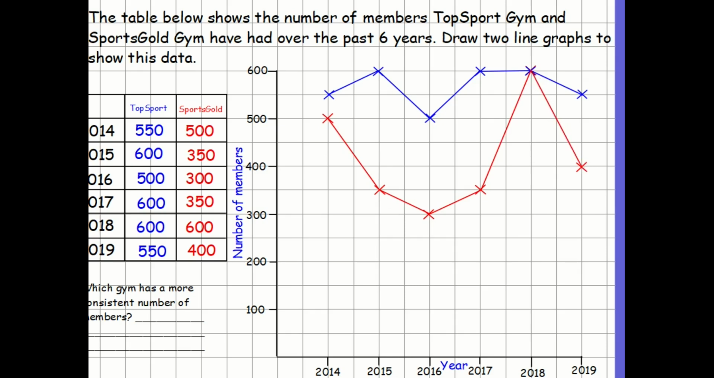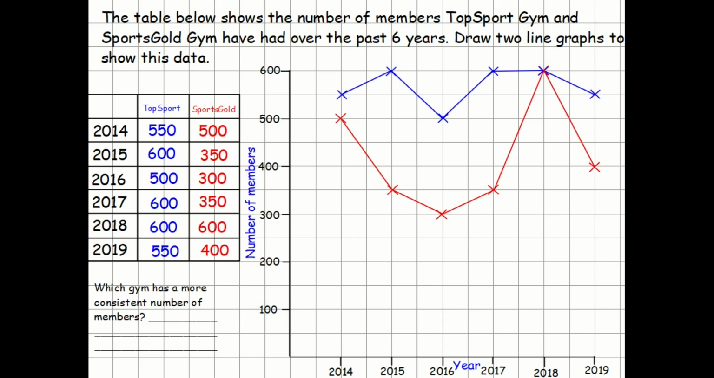So as you can see, line graphs are really good at comparing two different things. So you might look at this table and think, well, okay, there's a few numbers in here, but you can't really see instantly what the differences are between these membership numbers. But if you put it onto a line graph, you can see immediately how the Sports Gold membership numbers fluctuate quite a lot. So that means they go up and down. If they fluctuate, they go up and down.